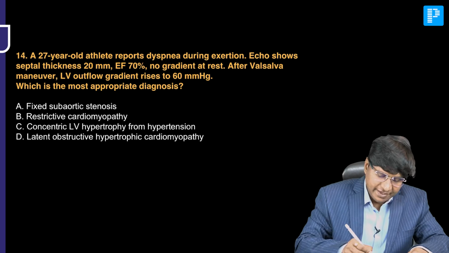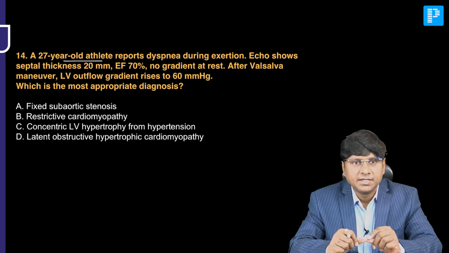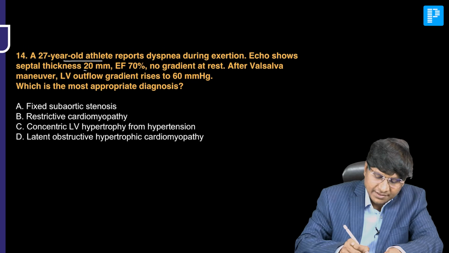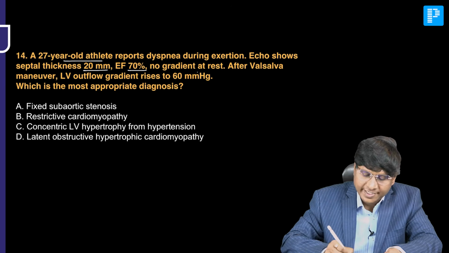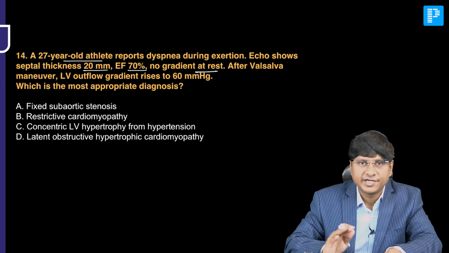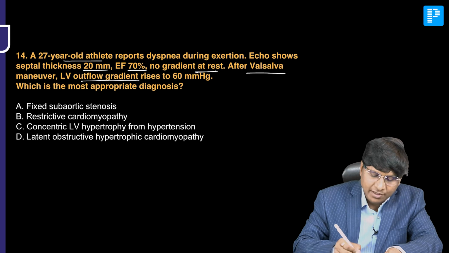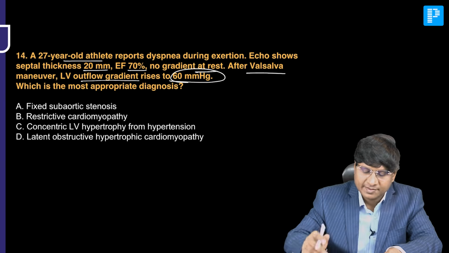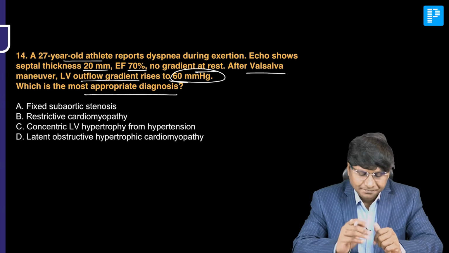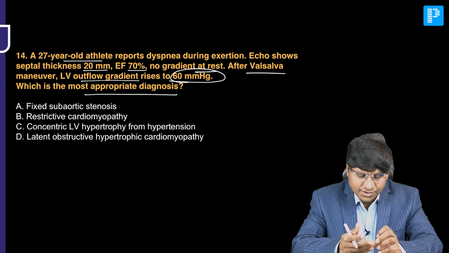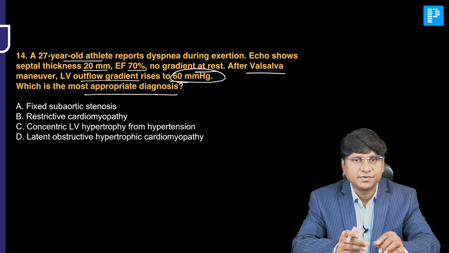Next question. We have a 27-year-old athlete who reports dyspnea during exertion, and echo shows the septal thickness of 20 millimeters and ejection fraction of 70%. There is no gradient at rest. Very important point. There is no gradient at rest. After Valsalva maneuver, the left ventricular outflow gradient increases to 60 millimeters of mercury. Which is the most appropriate diagnosis? Fixed subaortic stenosis, restrictive cardiomyopathy, concentric LVH from hypertension, latent obstructive cardiomyopathy.